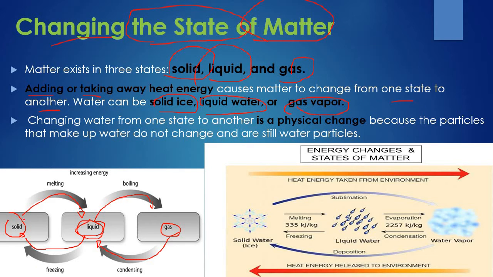When a solid ice turned into liquid water, this process is called melting. When a liquid water turned into gas, this process is called boiling. When gas turned into liquid, this process is called condensation. When a liquid turned into solid, this process is called freezing.